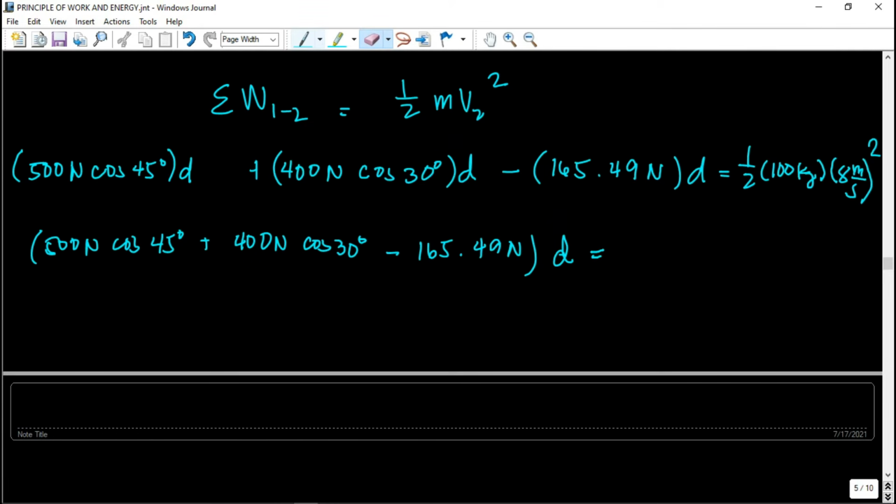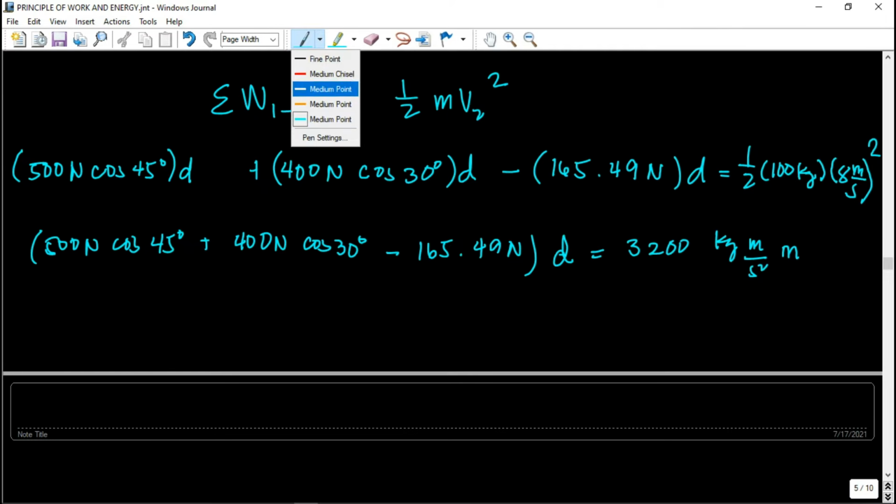Don't forget the units, guys. So this is 3,200. What is its unit? It is kilogram, and the velocity is squared, so we get kilogram meter per second squared, and the meter is also squared, so multiply by meter here. So that is now kilogram meter squared per second squared. Same unit. But this kilogram meter per second squared can actually be expressed in terms of newtons, so it is just newtons.